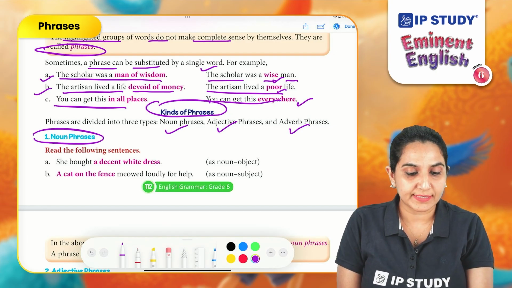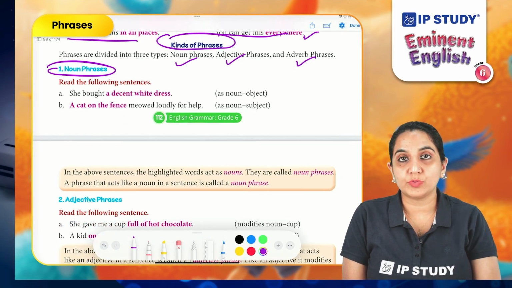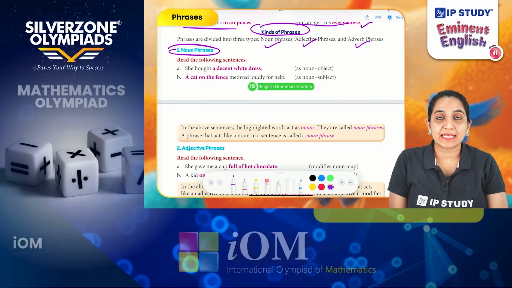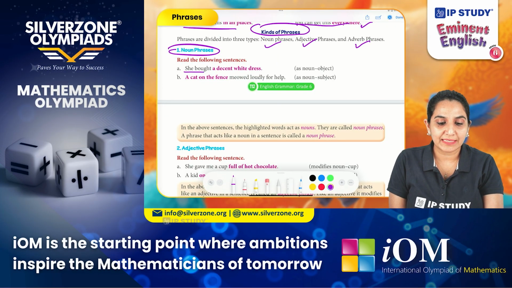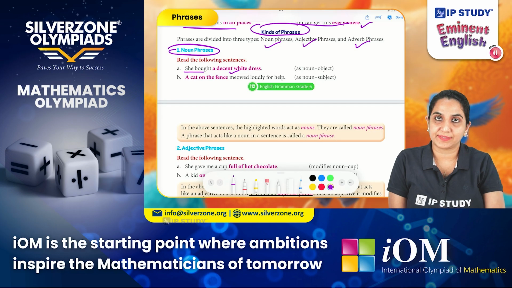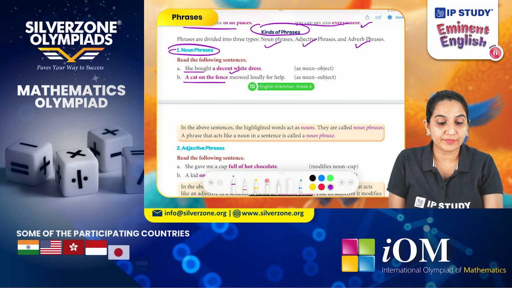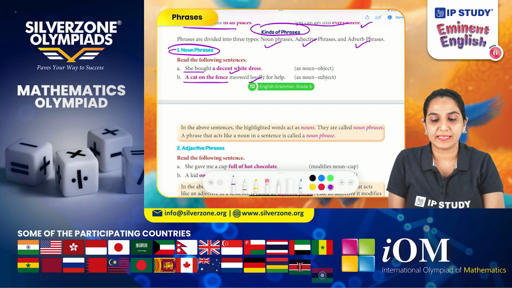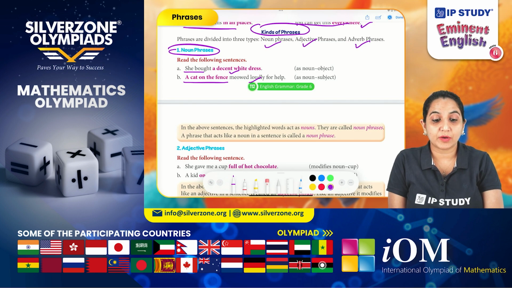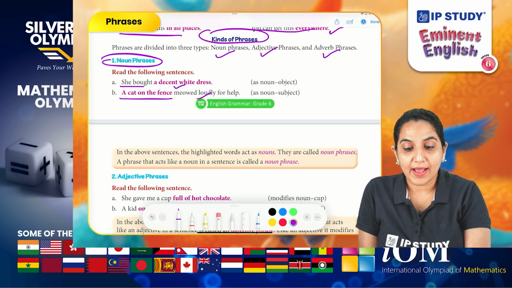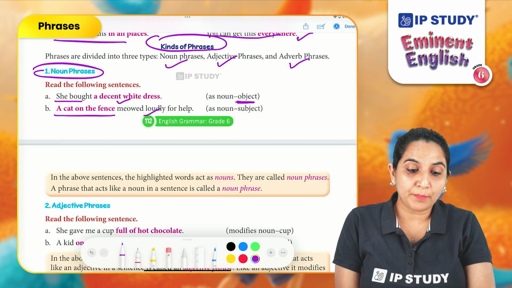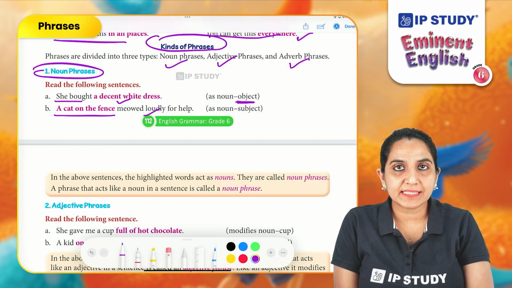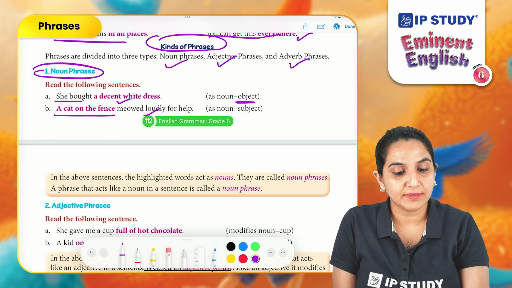Noun phrases. Noun phrases are those which act as a noun in a sentence. For example, she bought a decent white dress. A cat on the fence meowed loudly for help. Now in the first sentence, it is acting as an object. She bought, what did she buy? A decent white dress. This is a complete noun phrase.